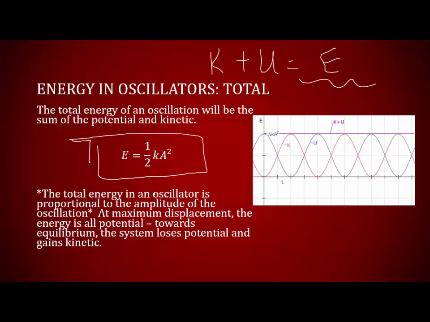The total energy in an oscillator is proportional to the amplitude of the oscillation. So that kind of makes sense to what I was talking about before. The farther you extend your spring, the faster it's going to move, which increases the energy of the system. And remember, this works the same as we learned it before. At maximum displacement, all of the energy is potential, and then as it moves towards equilibrium, it's going to lose potential and gain kinetic.